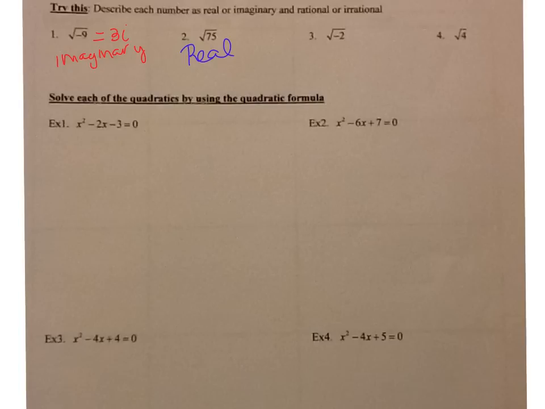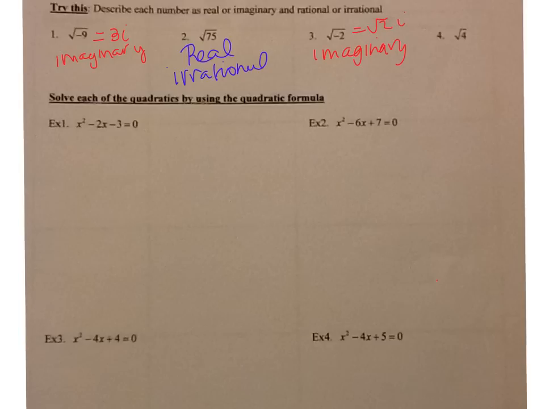I know I can't take the square root of 75, but I know it's approximately some number. So it's real and it's irrational because I can't take the square root of 75. If I plug it in the calculator, I'll just get a decimal that goes on forever. So the square root of negative 2 is imaginary, because remember, that's square root of 2i, because it's a negative.